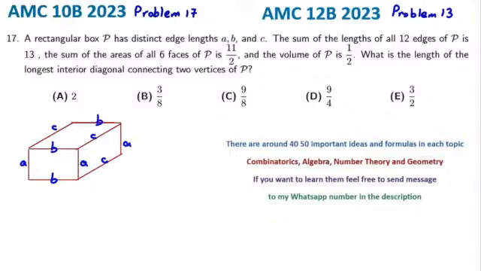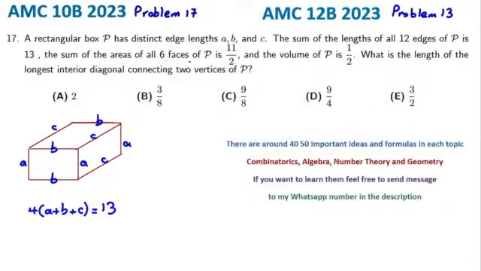Okay, it says the sum of the lengths of all 12 edges of P is 13. So how many a's, for example, are there? 1, 2, 3, 4. 4 a's, 4 b's, 4 c's. So 4 times (a plus b plus c) equals 13.